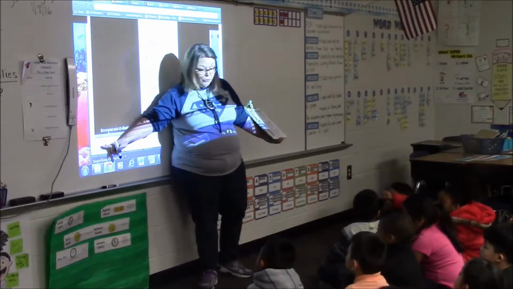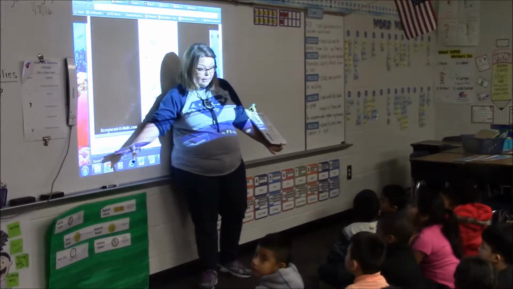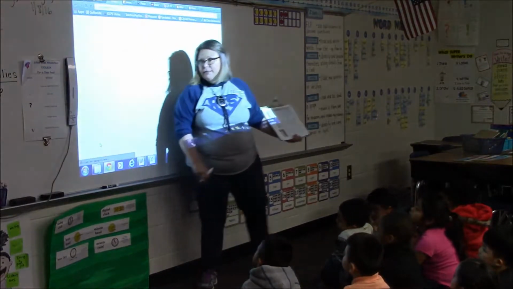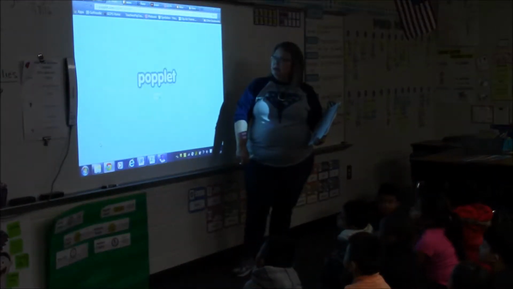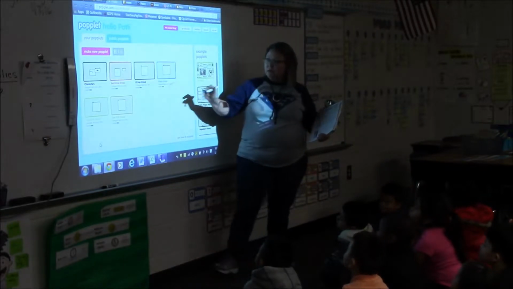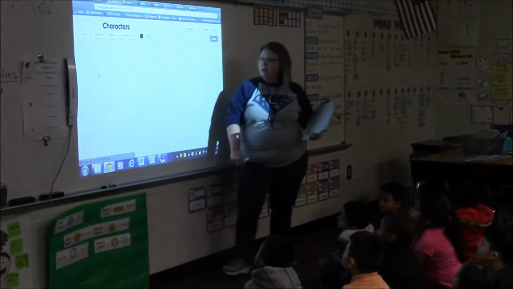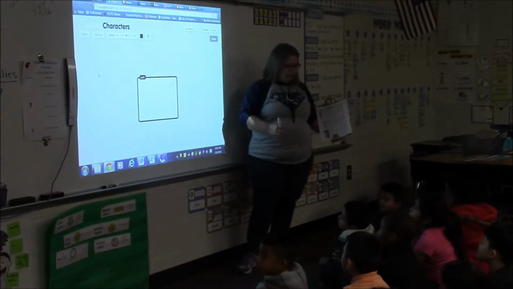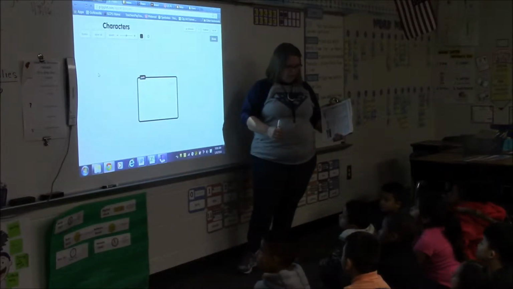You guys remember when Miss McDonald did a lesson with us? She talked about blue words meaning it takes you somewhere. So we're going to click on this blue word. It says Popplet. And it's going to take us there. So I have started a Popplet so that we can kind of talk about Tacky, okay?